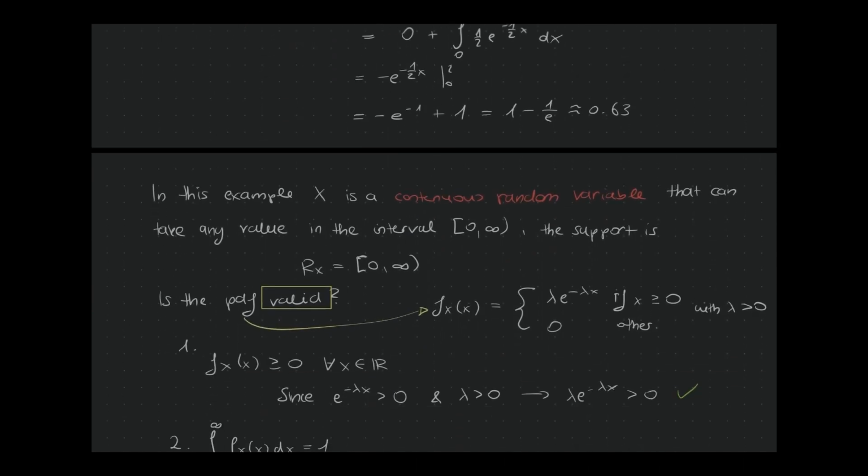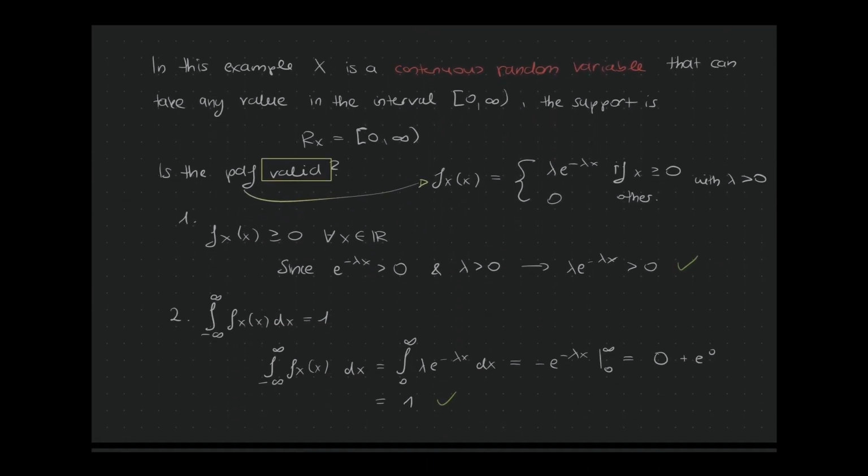In this example, x is a continuous random variable that can take any value in the interval 0 to infinity. The support is Rx. And we could ask, is this function that we defined a valid PDF? So let's see. The first property is fulfilled, since the exponential part is definitely greater than 0, due to the property of the exponential function. And lambda is also greater than 0. That was our assumption. So the product of both is also greater than 0.